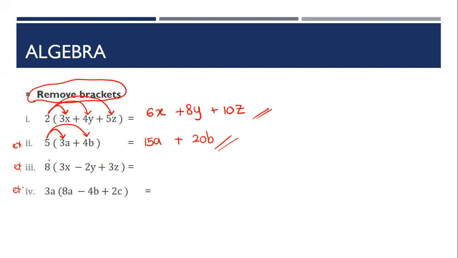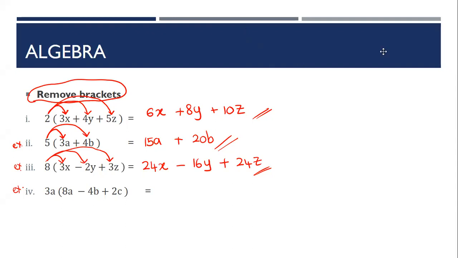Okay, so here the third one: 8 into 3x is 24x, and minus 8 into minus 2y, 8 into minus 2 is minus 16y, and 8 into plus 3z, 8 into 3 is 24z. Okay, so our answer is correct. So the third one, we are getting the answer 24x minus 16y plus 24z.